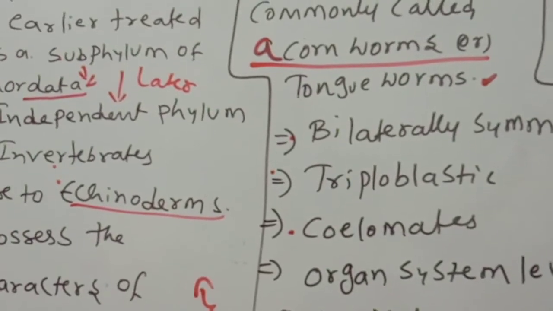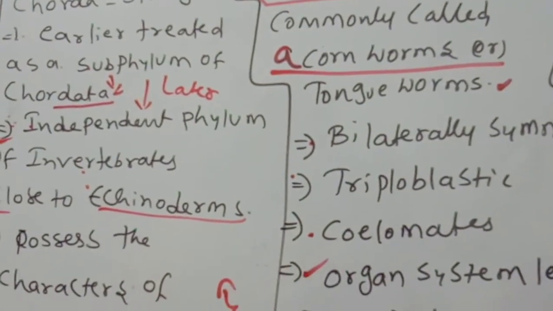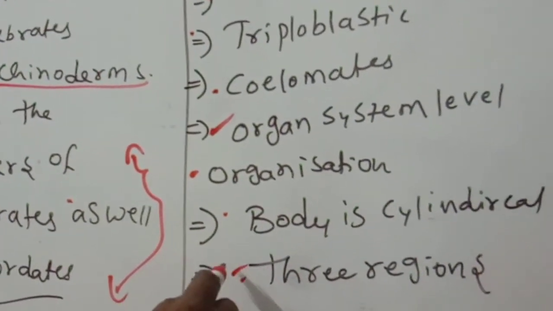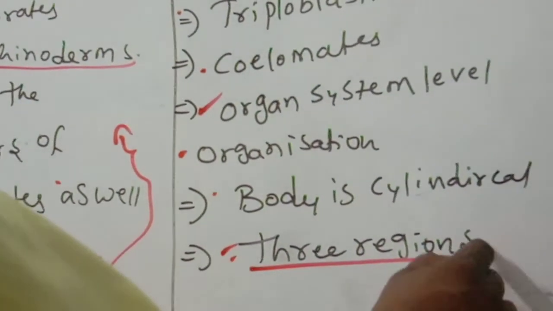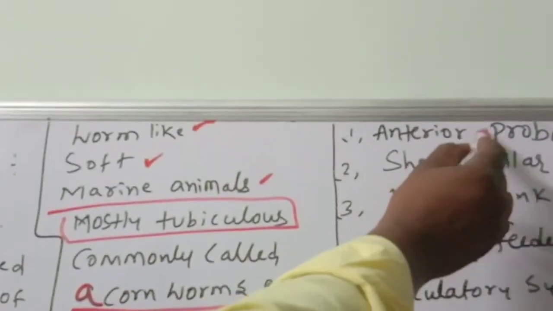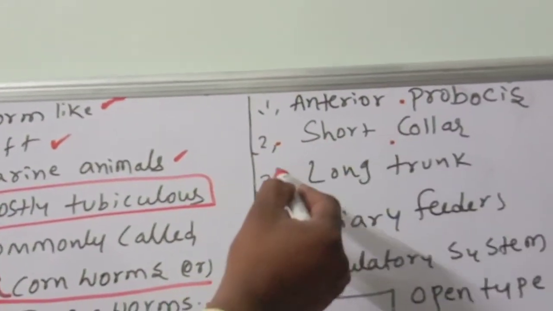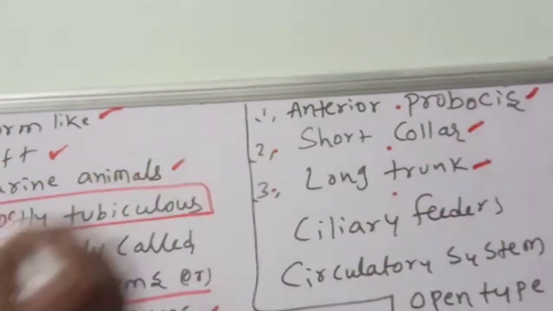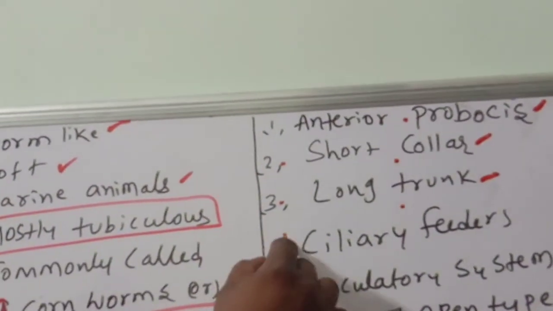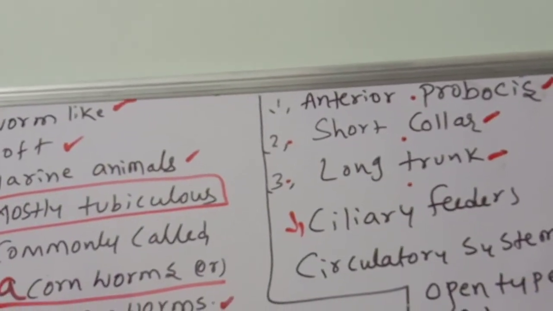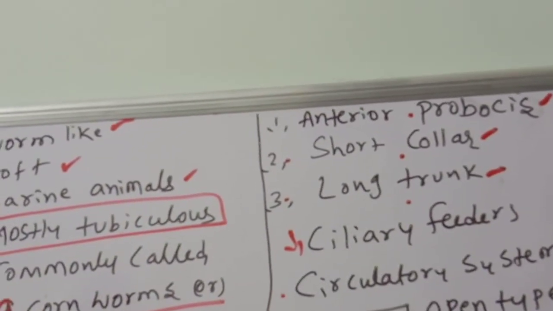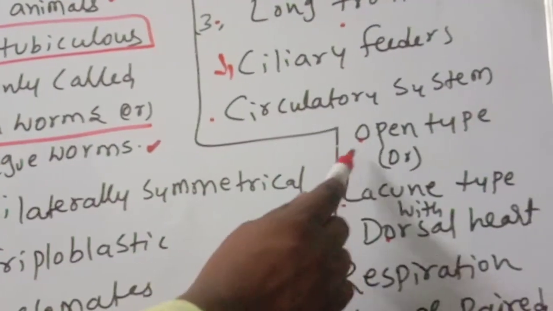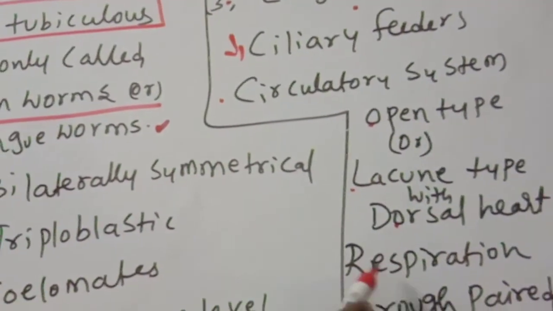Next important point: they have organ system level organization. The body is cylindrical, with three regions: anterior proboscis, short collar, and long trunk. They feed on ciliary organisms, so they are ciliary feeders. The circulatory system is open or lacunar type with a dorsal heart.